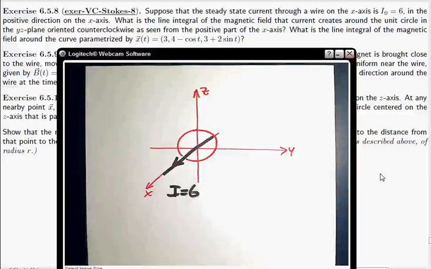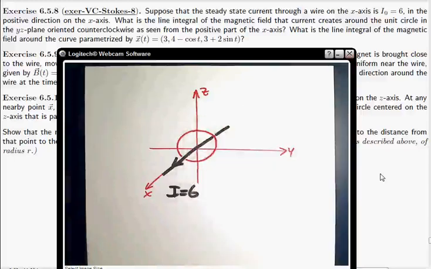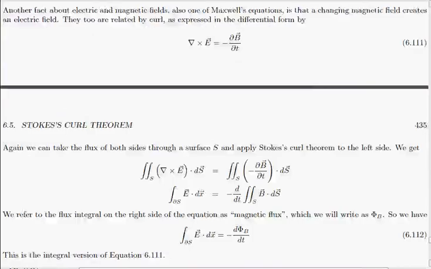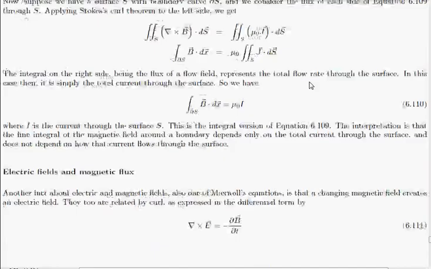I guess I got kind of lucky there. Let's see here. So there's the unit circle in the YZ plane, right? Okay. So what we're going to do here is go back and look and see where is the Maxwell's equation that directly relates to the situation where you have current and then you have a corresponding wire and you want to compute the line integral. So let's see, where is it? Here we go.